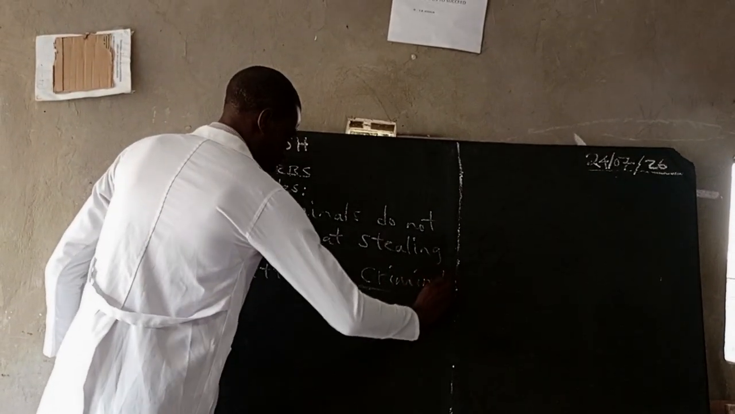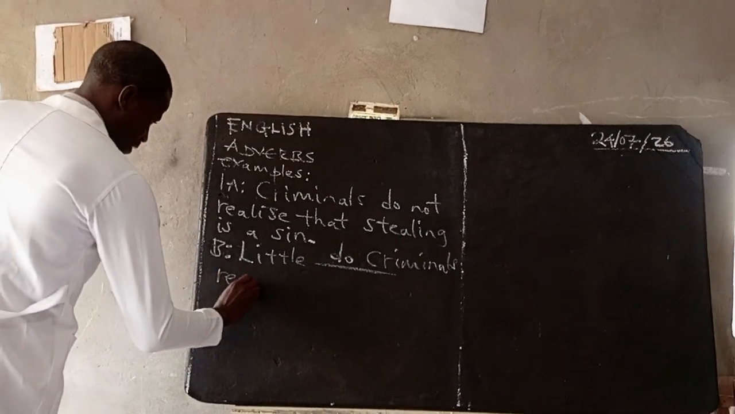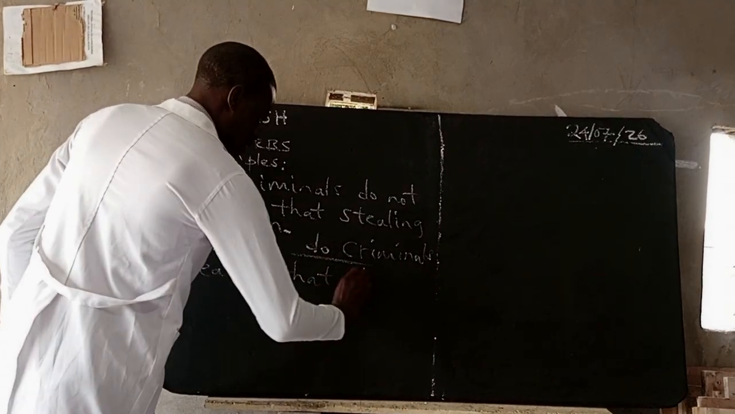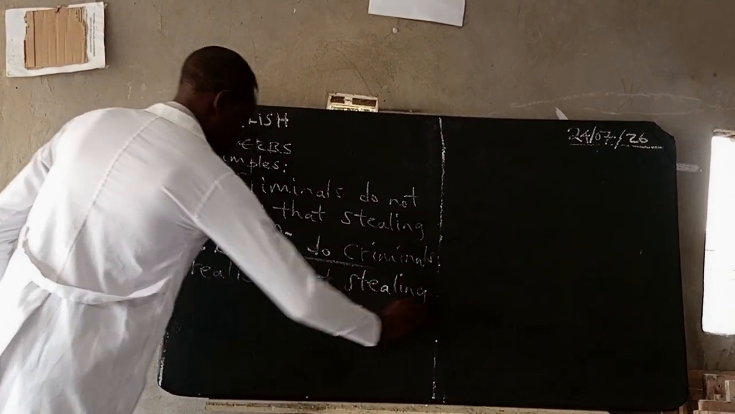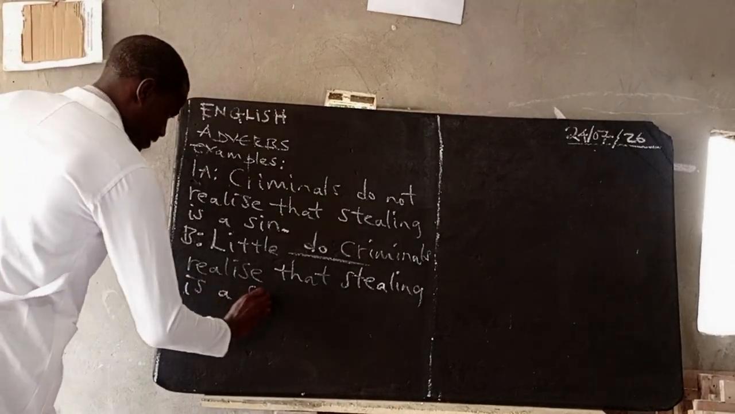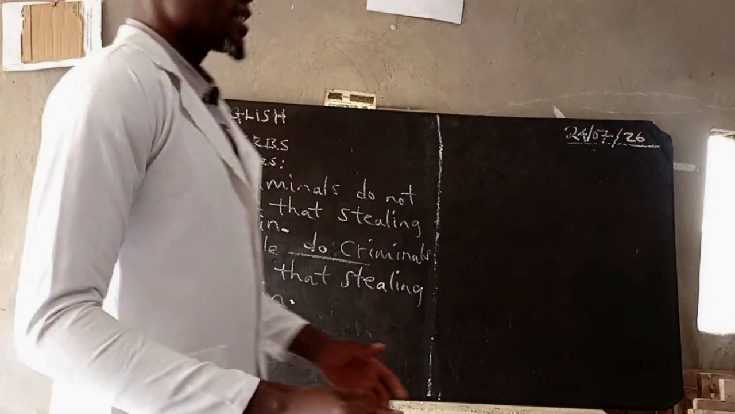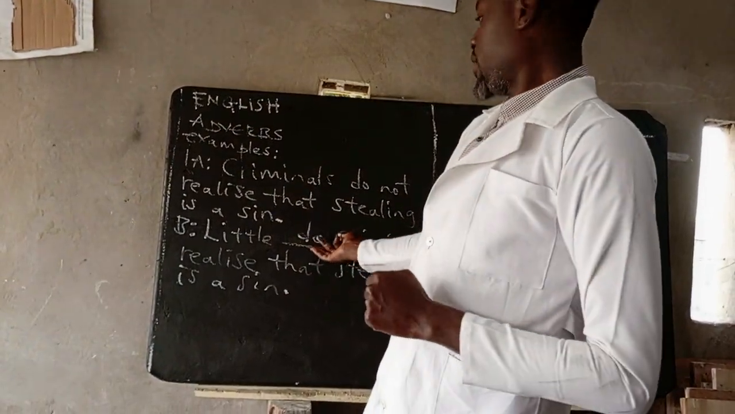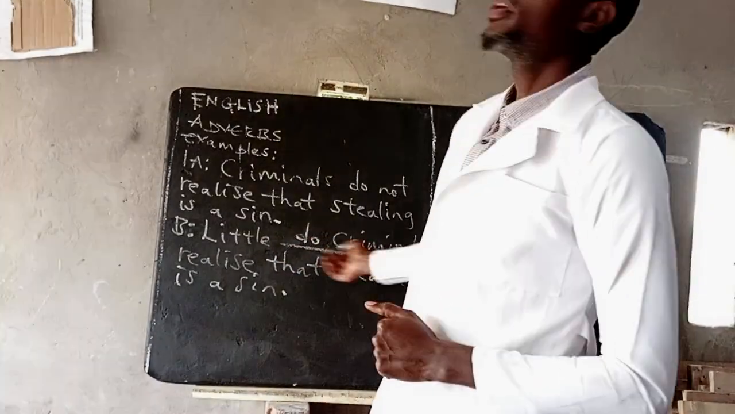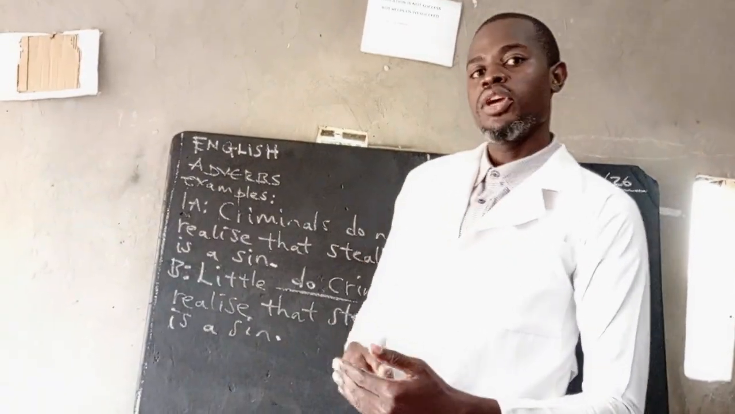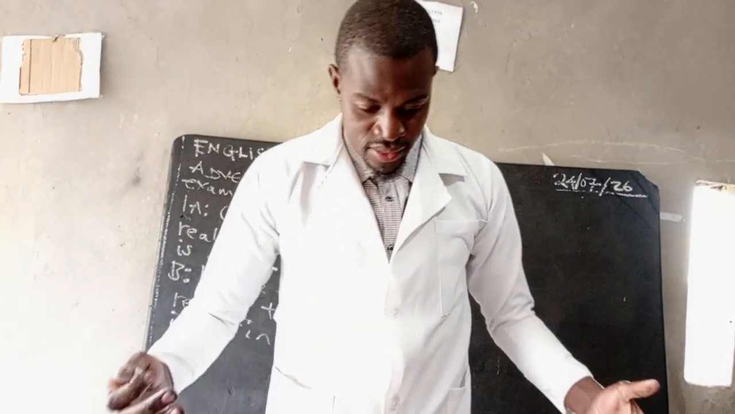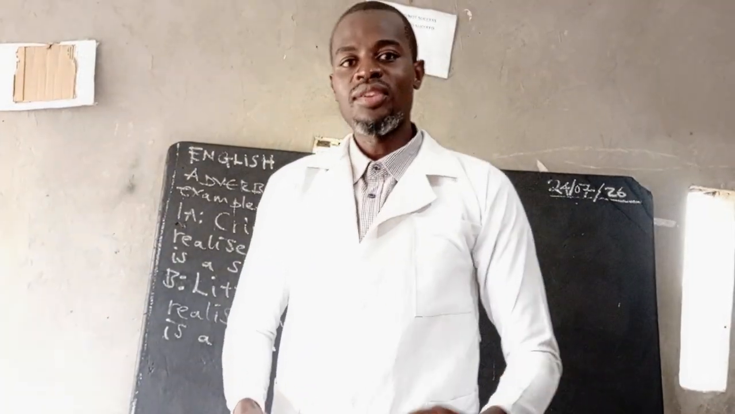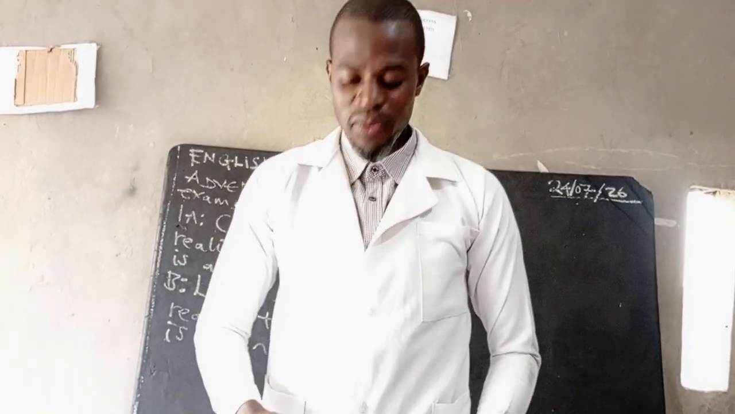Little do criminals realize that stealing is a sin. Have you seen what has happened? So guys, you see, it's as simple as drinking water. In my answer, as you can see, the auxiliary verb is preceding criminals, meaning it is coming before criminals. Maintain this. All right, thank you so much. Let's go to question 2. Then question 3 will be food for thought. I'll leave it for you to ponder.